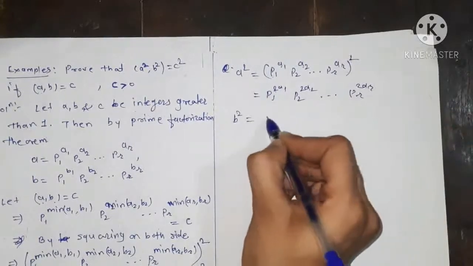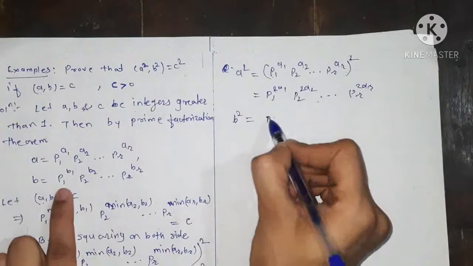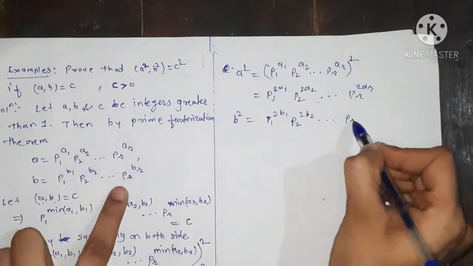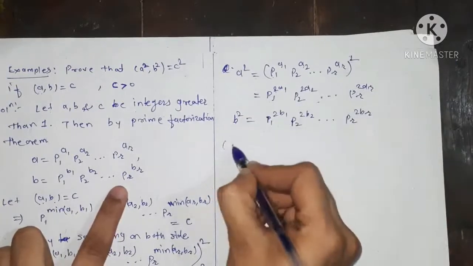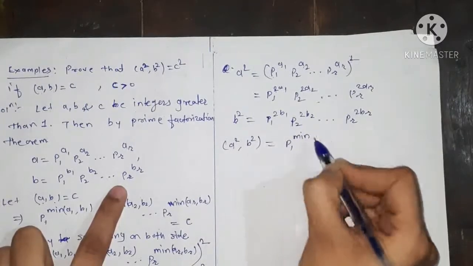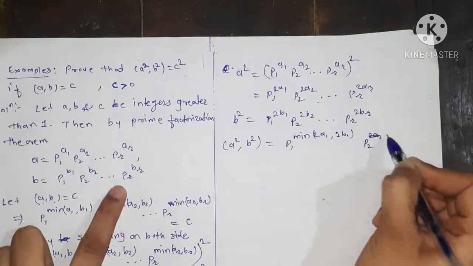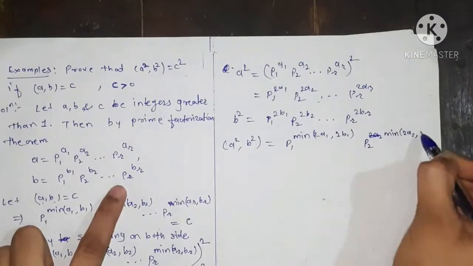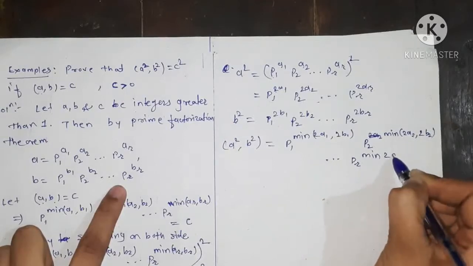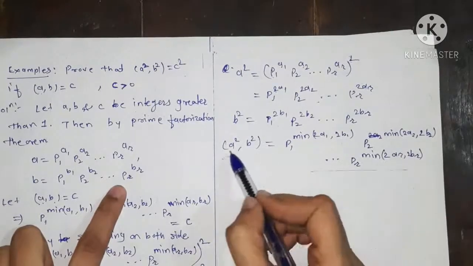Similarly, b square can be written in this form. So p1 to the power twice b1 into p2 to the power twice b2 and so on, pr to the power twice br. Now taking the GCD of a square comma b square is nothing but p1 to the power minimum of twice a1 comma twice b1, p2 to the power minimum of twice a2 comma twice b2, and so on, pr to the power minimum of twice ar comma twice br. So this is nothing but the GCD of a square comma b square.